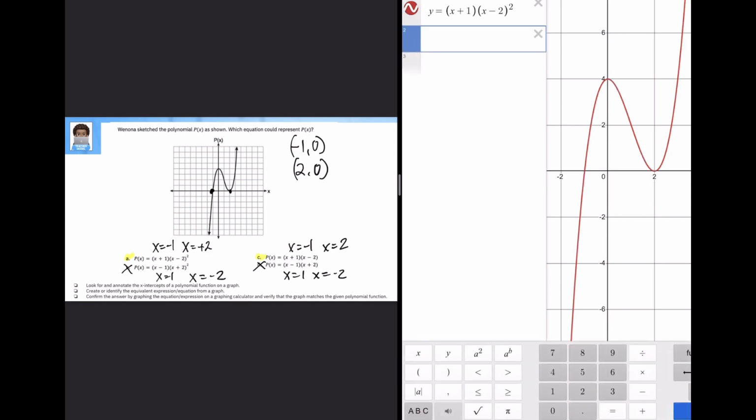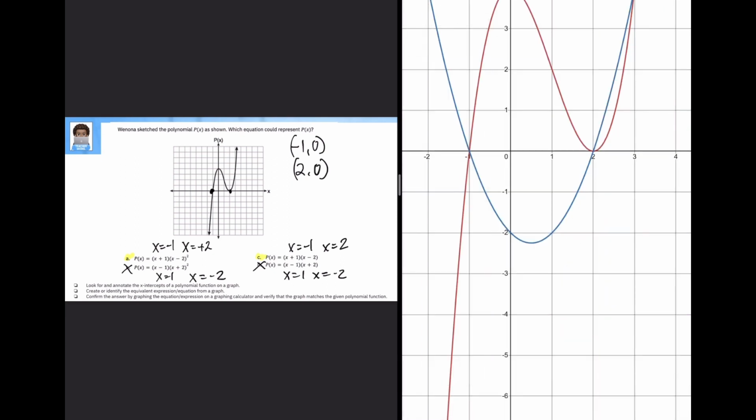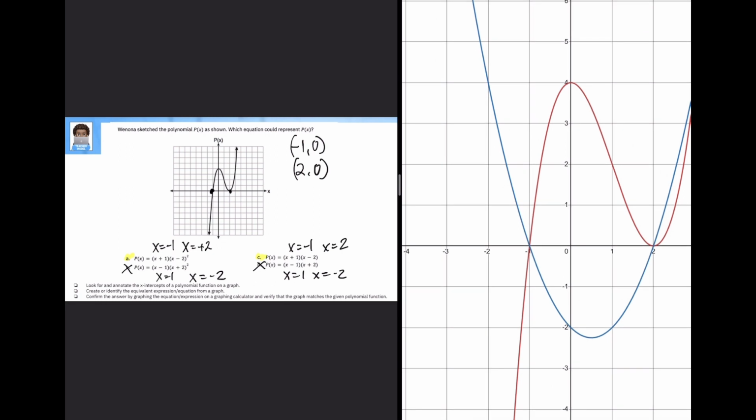So let's look at this one. And just for reference, let's look at the other equation. So y is equal to x plus 1 times x minus 2. And that one would have created a parabola. So here's the difference, folks. C would have created that parabola, while A creates this lovely loopy loop, like a roller coaster, goes up and down and back up again. So that means that A is our correct answer.